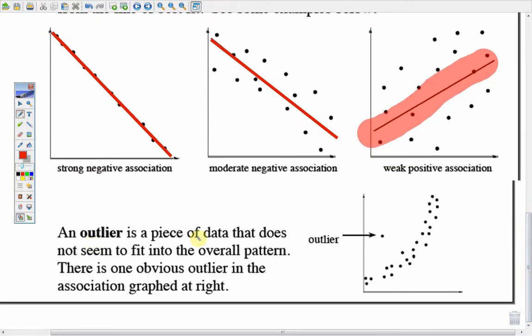So an outlier is a piece of data that does not seem to fit the overall pattern. There's one obvious outlier in the association graphed at the right. So here we have a nonlinear relationship. We have a curve to our data there, and this guy is the outlier. He's popping out. He doesn't fit with the rest of the data. We'll learn some more formal definitions for outliers in the coming courses.